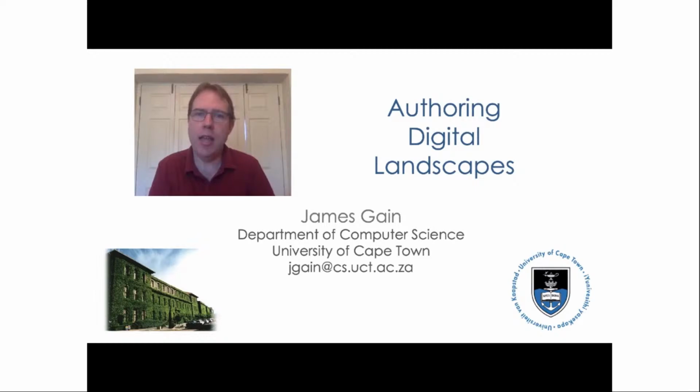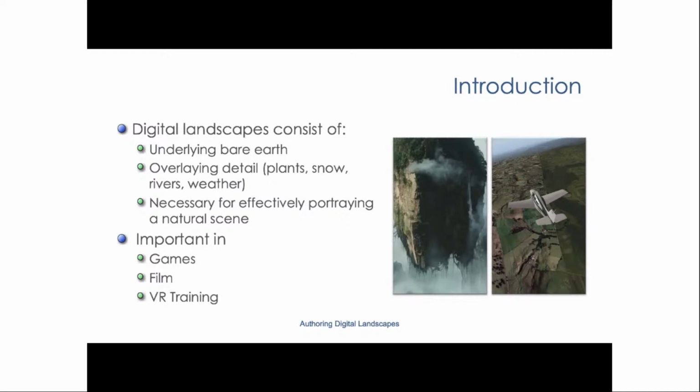It's worth starting by defining exactly what I mean by a digital landscape. This is everything that goes into the effective portrayal of a natural environment. So we would start with the bare underlying earth, usually represented as a height field, all of the hills and erosion channels that might make up that landscape, onto which you'd put overlying detail. So that would be grass, snow, extending all the way up to a complete ecosystem consisting of trees and plants. You'd, of course, also want to represent the skyscape with all its weather, clouds, rain, lightning, and so on.